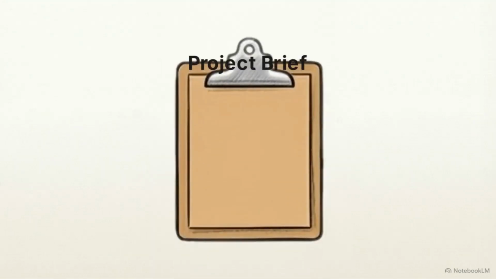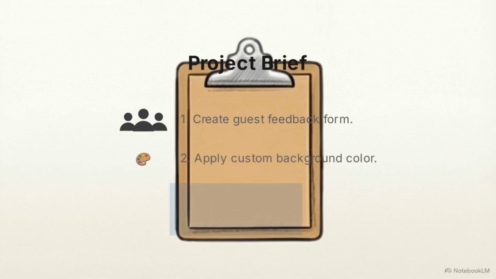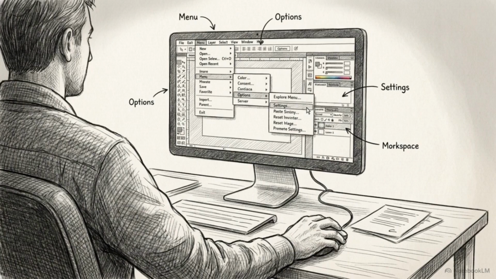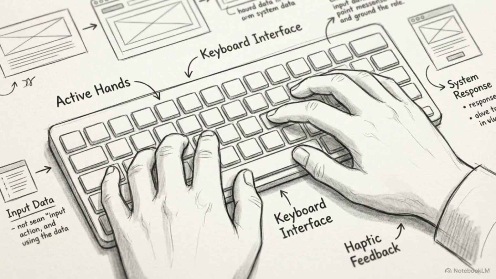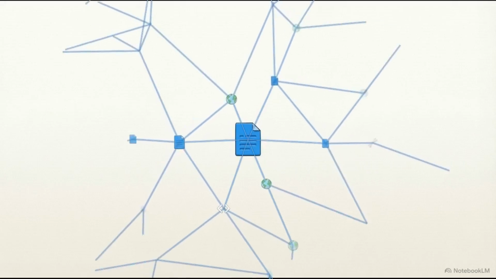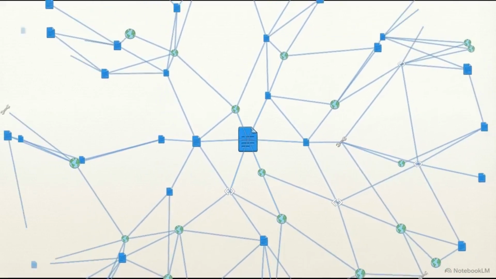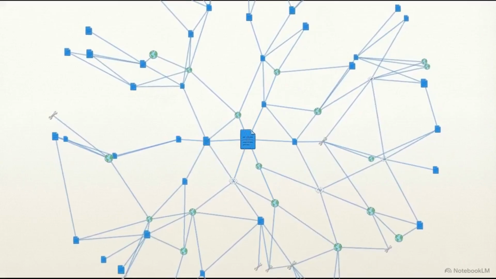Your assignment is to complete the second task. Create a new feedback form for school guests and apply a custom background color to it. Try to navigate the menus and apply the settings without returning to the previous steps of this guide. Building these forms independently will help you become comfortable with the KompoZer interface. This experience provides the foundation for more complex web development projects in the future.